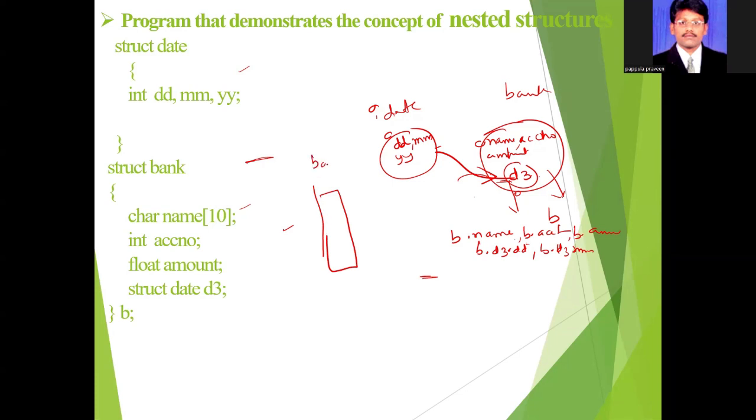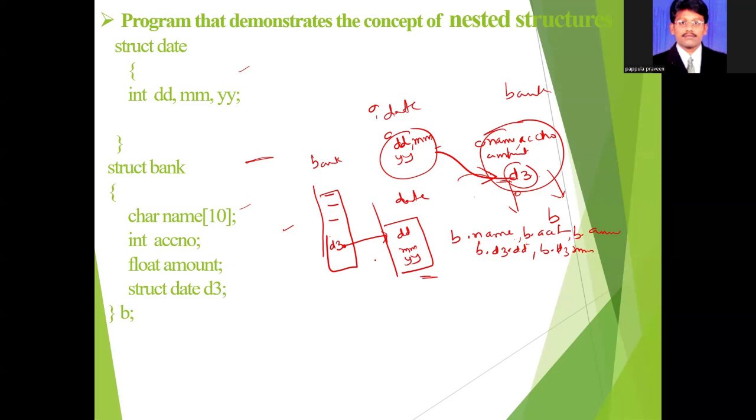This is the bank and this is the date. Bank variables are three variables. So D3 is the variable. Now D3 variables are DD, MM, YY. That's it. Now this is a simple program for the nested structure.